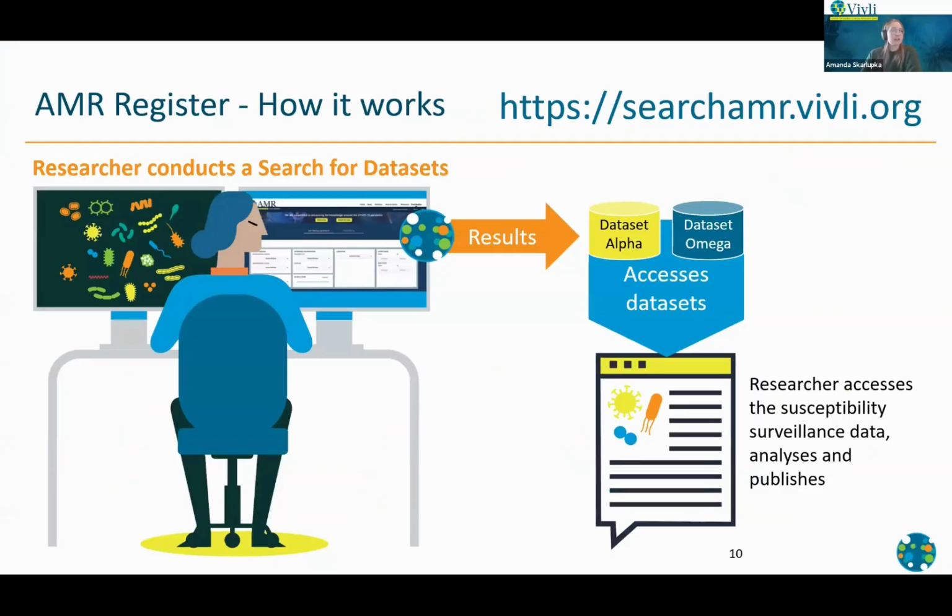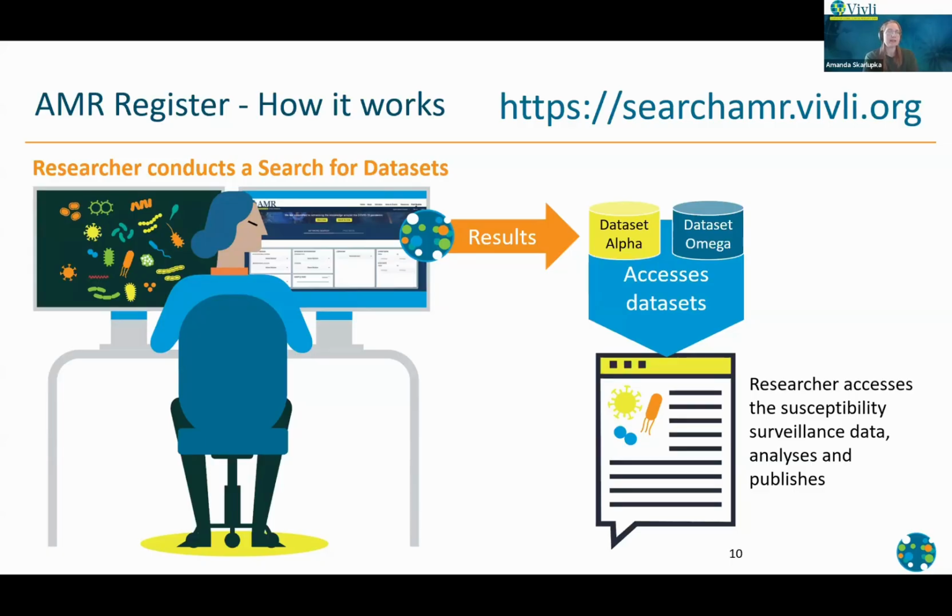The AMR register itself is available at searchamr.vivli.org. And just an example of what a researcher or somebody who would like to reuse this data would do is they would go to that web link and they would see the search feature. They would be able to identify through our data catalog which data sets they were interested in. So for example, this individual here would select dataset alpha and dataset omega.